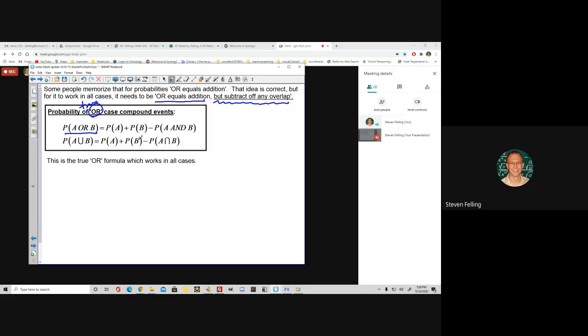And using the symbols, we're going to use this symbol for OR, the union symbol, and we'll use this upside down U to mean and. Okay, the U stands for union, and the upside down U stands for intersection. Okay, so start getting used to those symbols. I'm going to use them early in the class, so we get used to seeing them. All right, so that's the true OR formula. OR is addition, but subtract off the AND case to subtract off any overlap.